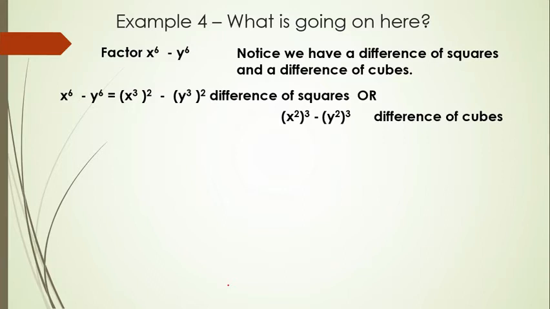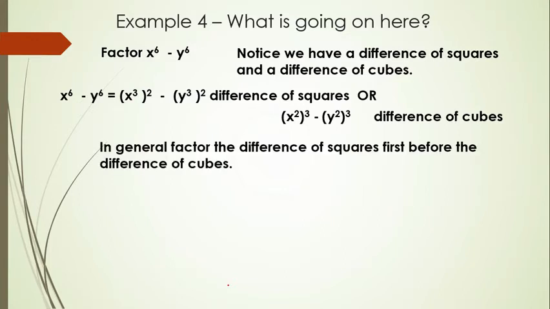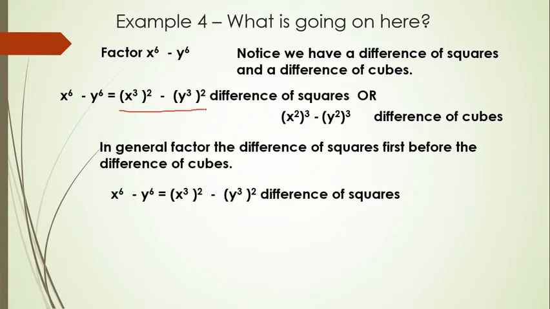Notice that due to the exponential rule of powers, we can multiply either one of these out and you will still get x to the 6 minus y to the 6. In general, factor the difference of squares first before the difference of cubes. So we are going to go with the first example. Here's the difference of squares, and we're going to factor that out. And so we get x cubed plus y cubed, and then x cubed minus y cubed.